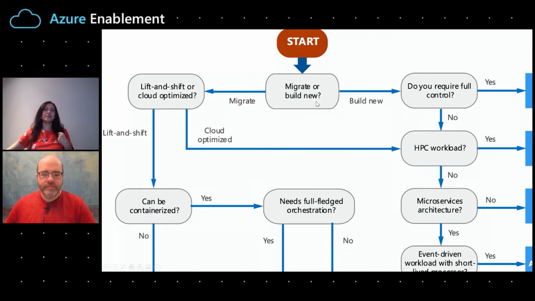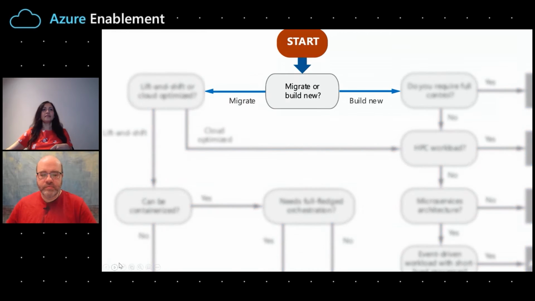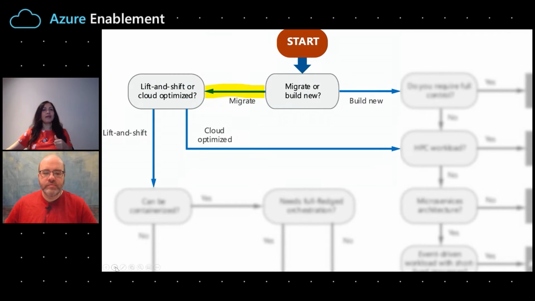So let's take the path of, let's say it's existing and we're going to migrate it. Okay. So in that case, we're going to go the left side of the decision tree, and we're going to say, okay, migrate it is. Now, if I'm migrating, I have, again, a fork.